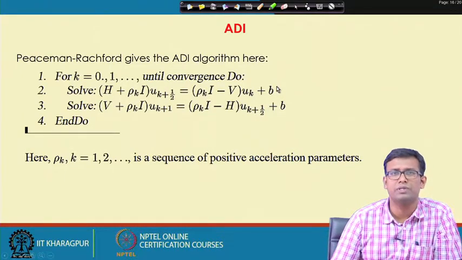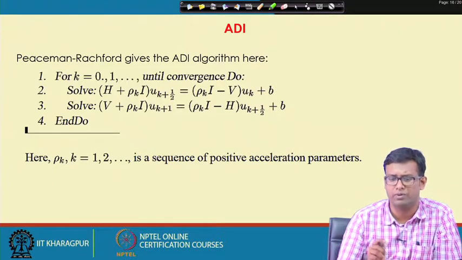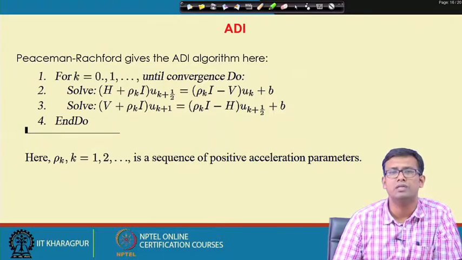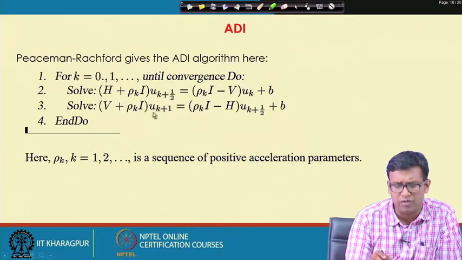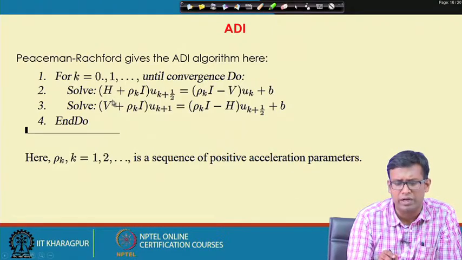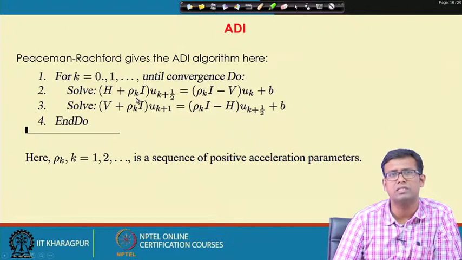So, the question might be, what is rho k? Rho k is something like an over relaxation factor, called a positive acceleration parameter. Rho k is introduced here to increase the convergence rate of the iterative scheme, so that it converges faster, and we will see what the values of rho k are later. Similarly, you solve a similar problem in y direction. So, there are two line relaxations, you do these two line relaxations and solve it.